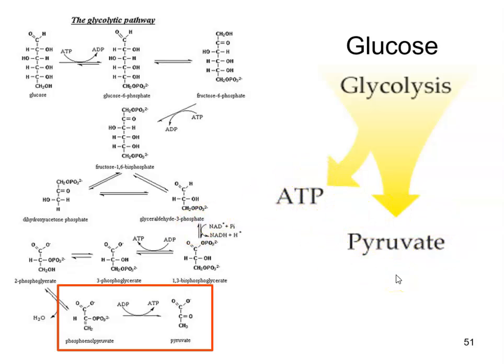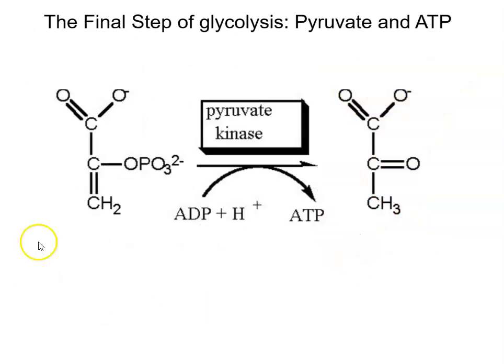And pyruvate's a major intermediate. Pyruvate is a compound that you should get to know. We'll come back to this many times. The final step here in glycolysis is where pyruvate and ATP are generated. So phosphoenol pyruvate is this compound over here. You lose that phospho part, and then we generate just the pyruvate.